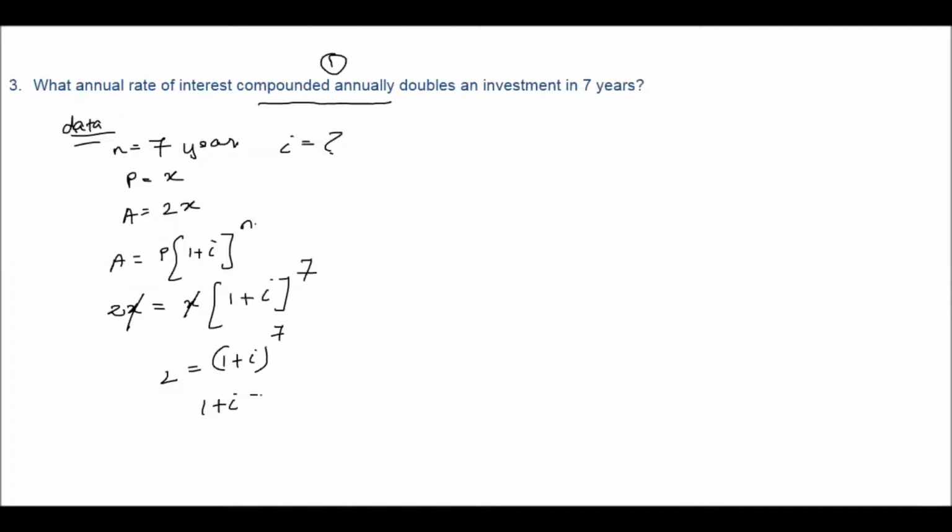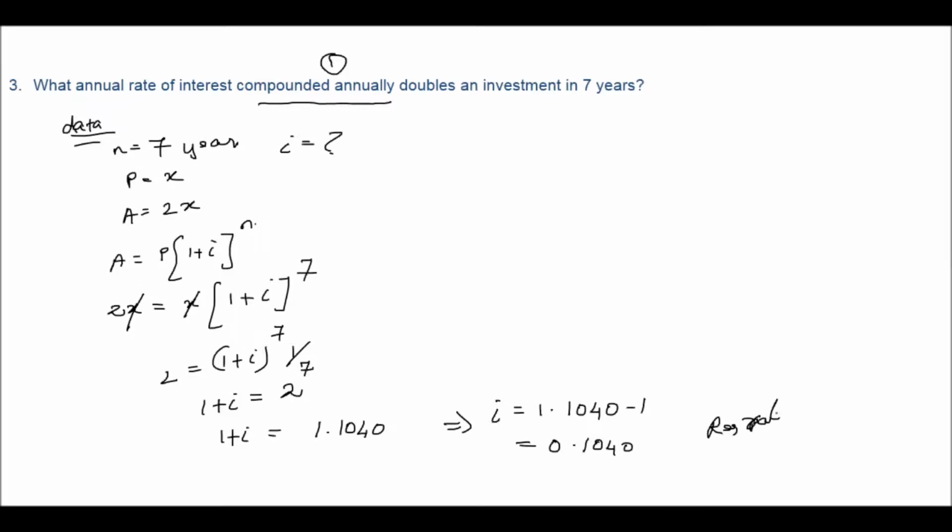So 1 plus i becomes, as we learned in the indices chapter, 2 power 1 by 7. Now the value of 2 power 1 by 7 is 1.1040, which is 1 plus i. And the next step, i is equal to 1.1040 minus 1, which is 0.1040. So if I take the percentage, the required rate is 10.40 percent.